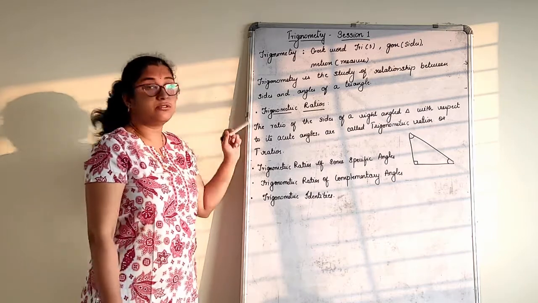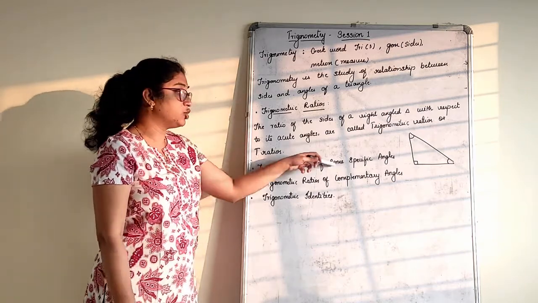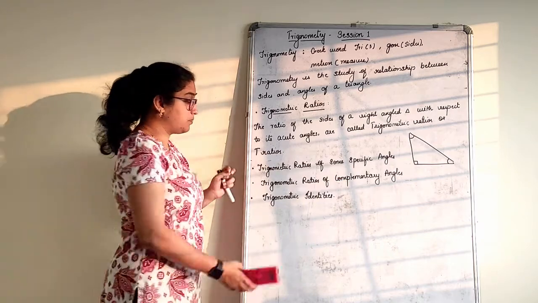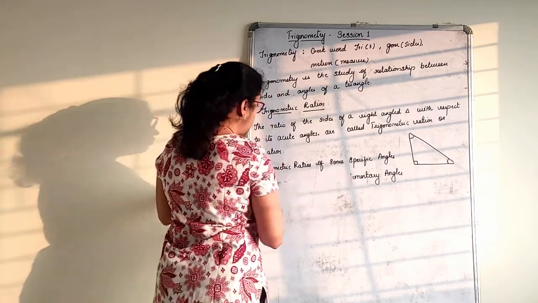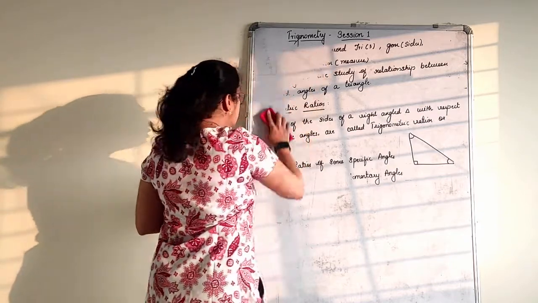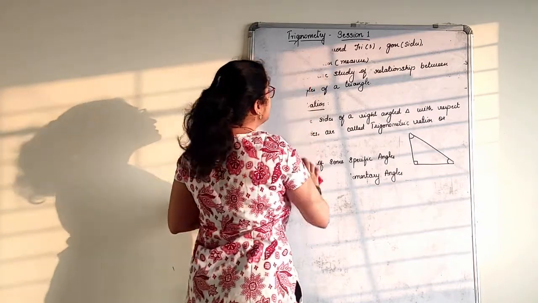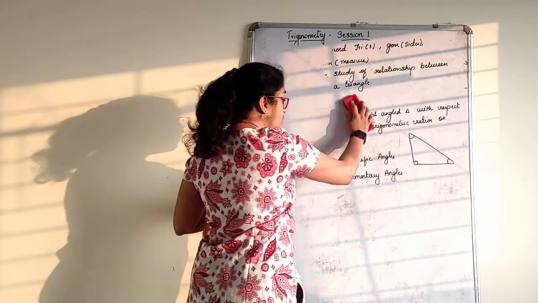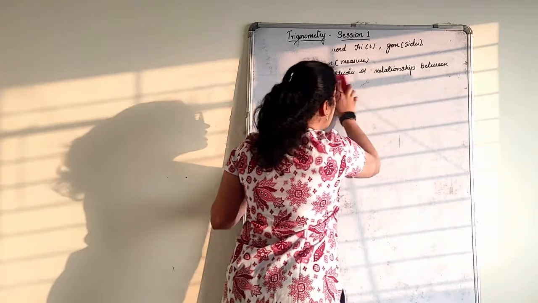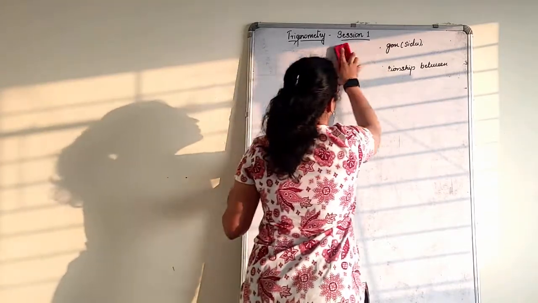Once we complete trigonometric ratios, we'll move on to the ratios of specific angles, complementary angles, and then the identities. Basically, in which field do we use trigonometry? Trigonometry, as we said, is derived from the Greek word, and it is basically used to measure height and distance.